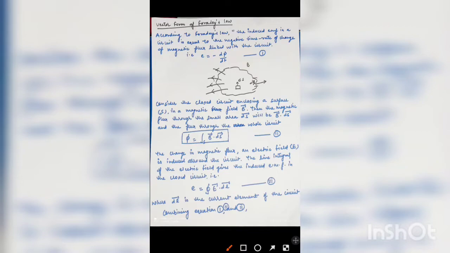Combining equation first, equation second and equation third, the line integral E dot dl equals minus d upon dt of the surface integral of B dot dS. Equation fourth is defined as the integral form of Faraday's law.